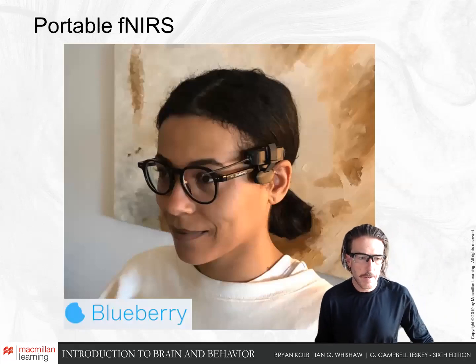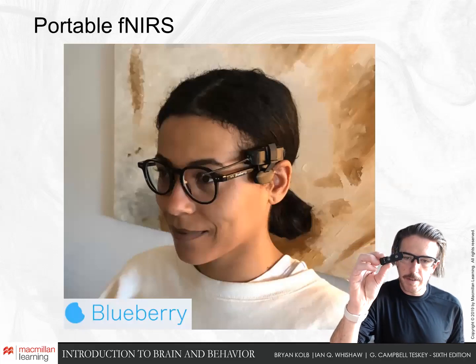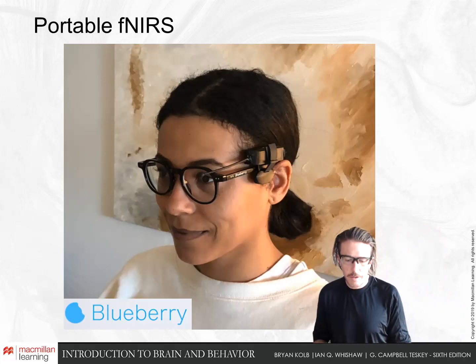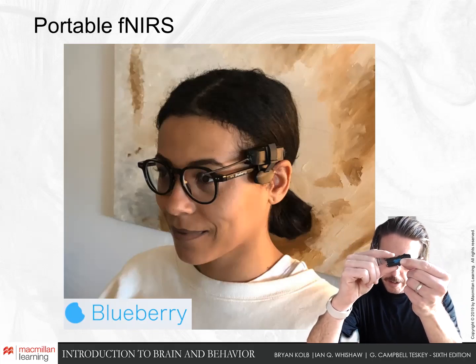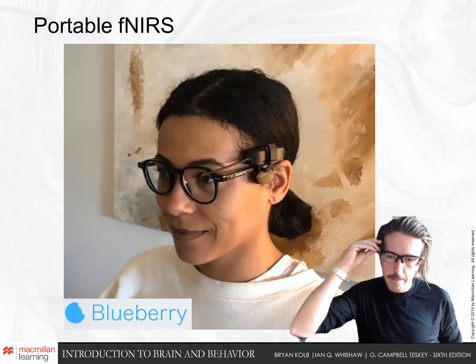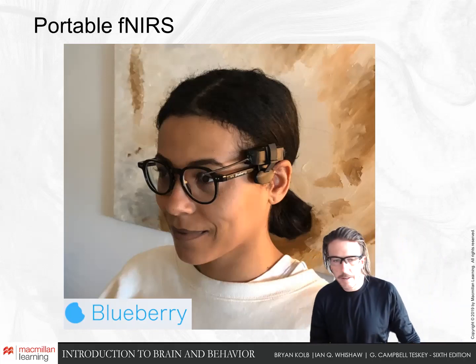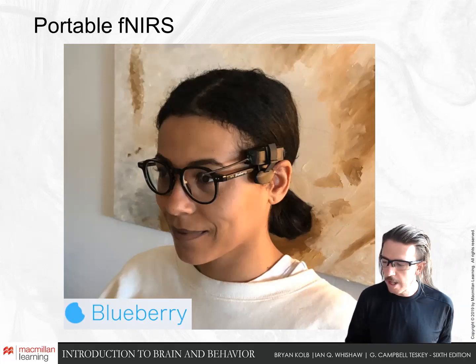I work for a company called Blueberry that's developing the world's smallest fNIRS device. Here's a prototype that we're working on, and here's an image of a user wearing one. This has 3 different light sources and 2 different detectors that can measure 2 different pathways through the brain, and we can measure continuously people's brain activity throughout the day. We think this is a very promising technology, just like the portable EEG technology is.